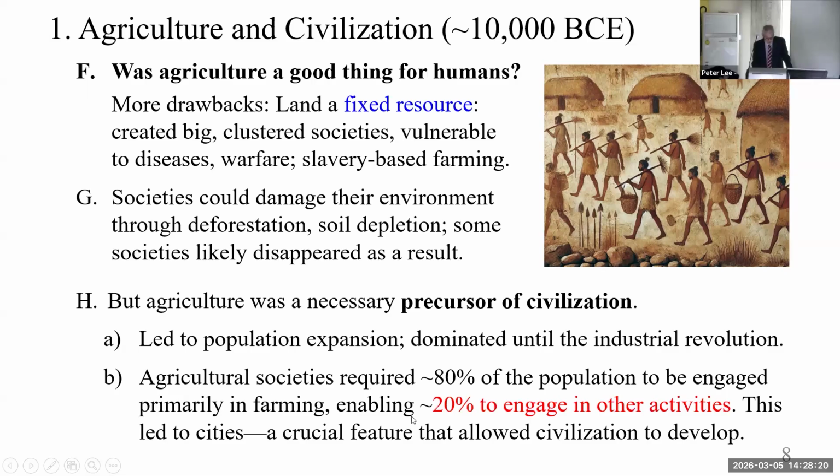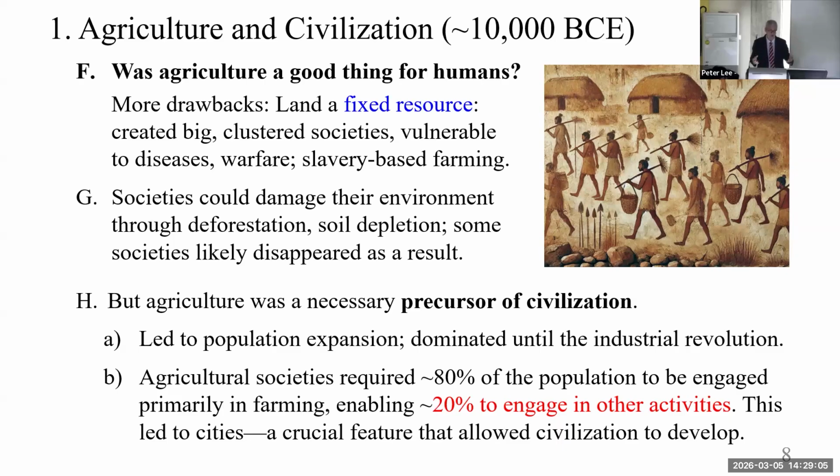These ancient first agricultural societies, not nowadays, obviously, required about 80% of the population to be engaged in farming. Their primary job would be farming. But then that allowed about 20% of that society to engage in other activities. I put that in red because that is very significant, right? Agriculture allowed human society to grow, to have many, many more people.